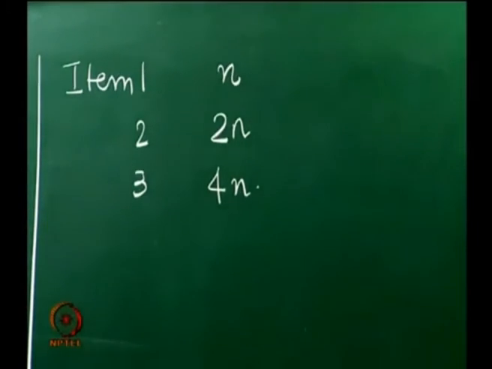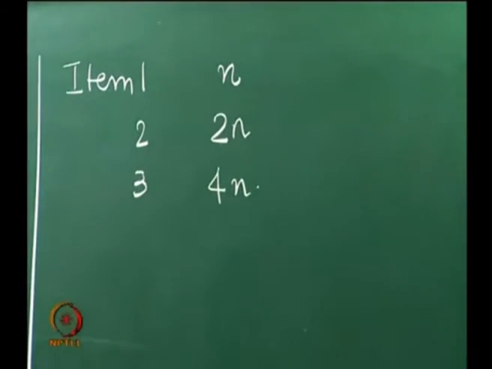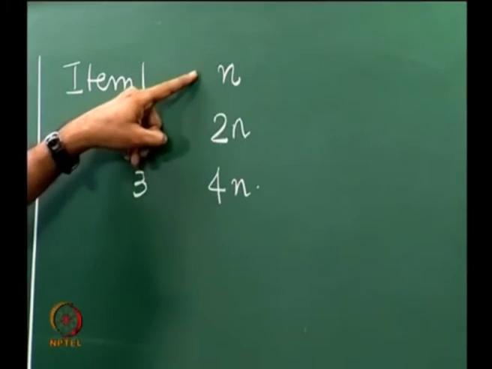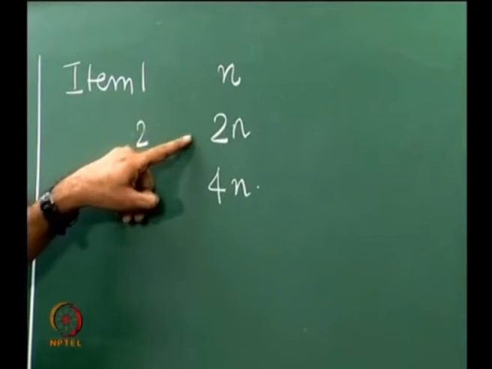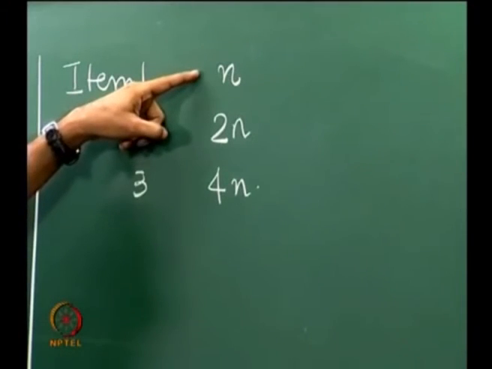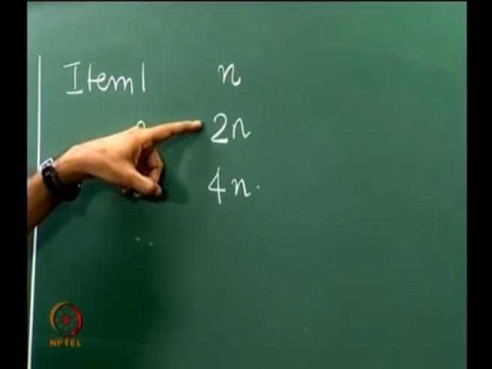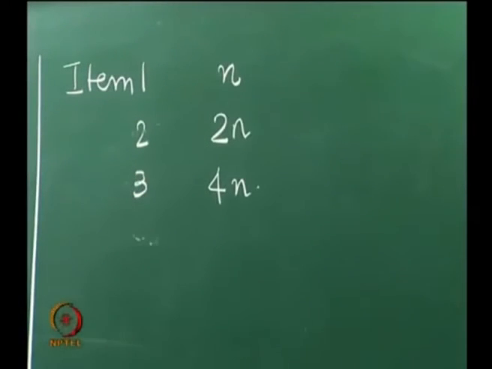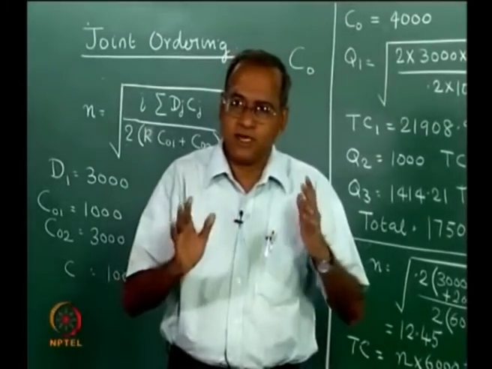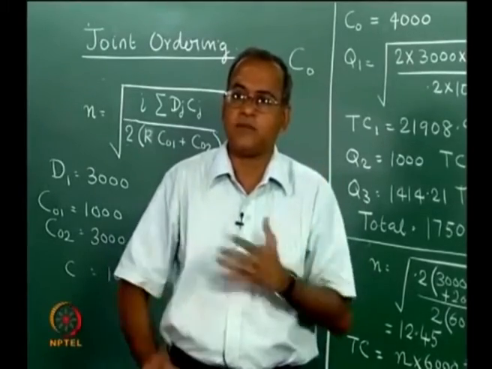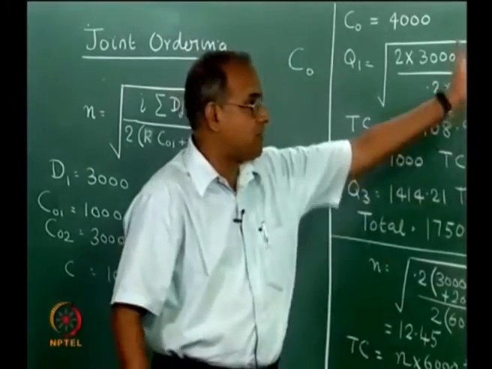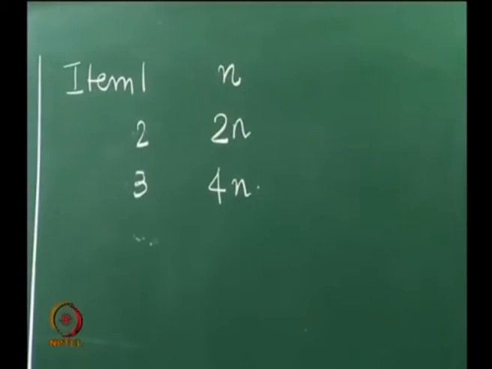Which simply means that for every order here we will have 2 orders here and 2 orders here. So, this order n will synchronize with this and this, and this 2n will also start synchronizing with this 4n, but then the order quantities will be suitably defined, and you can still exploit the basic idea of joint ordering because the number of orders is only an integral multiple of this.